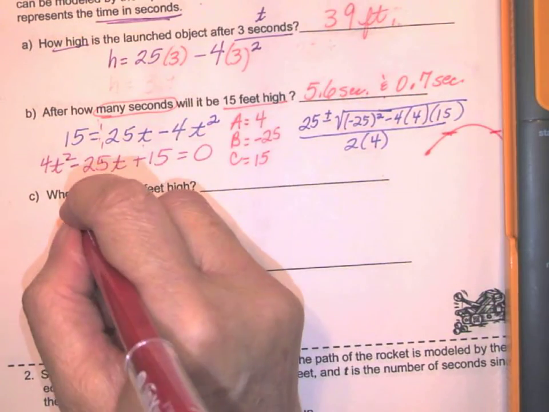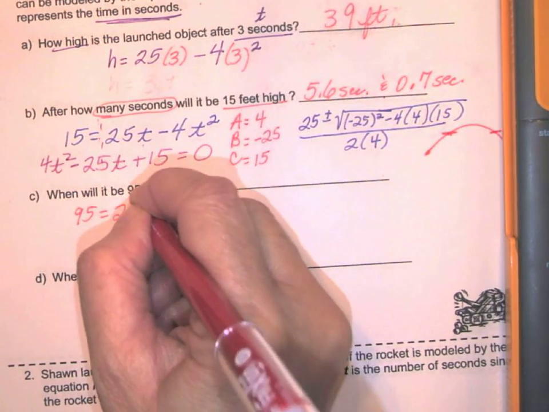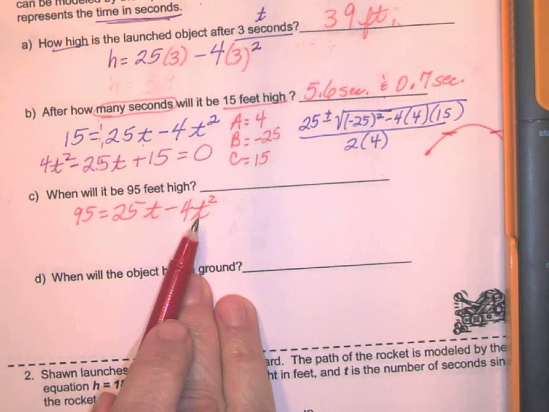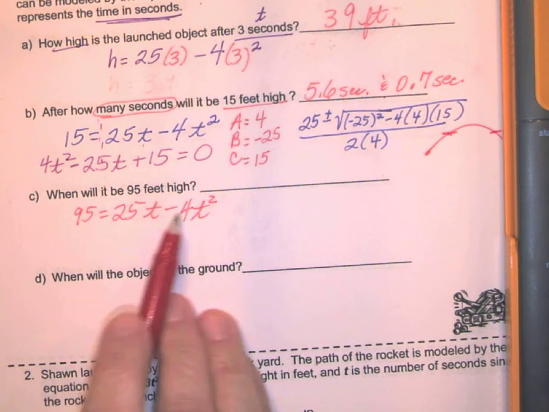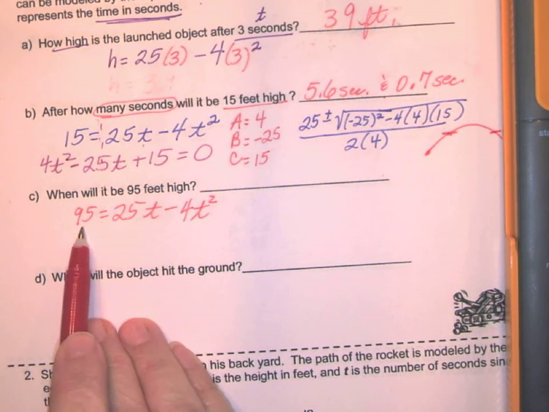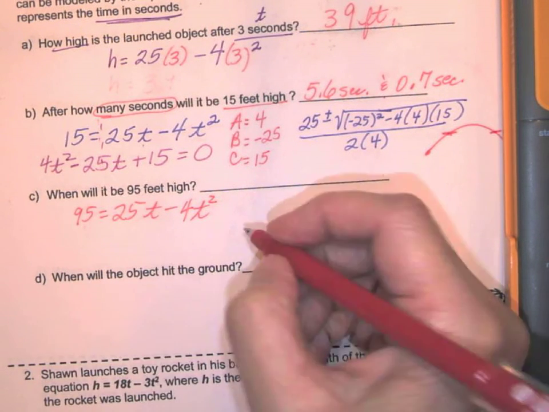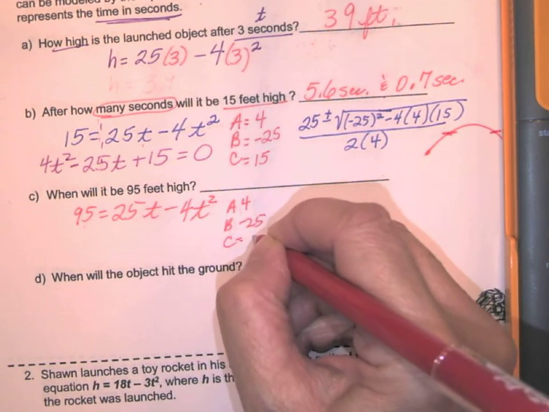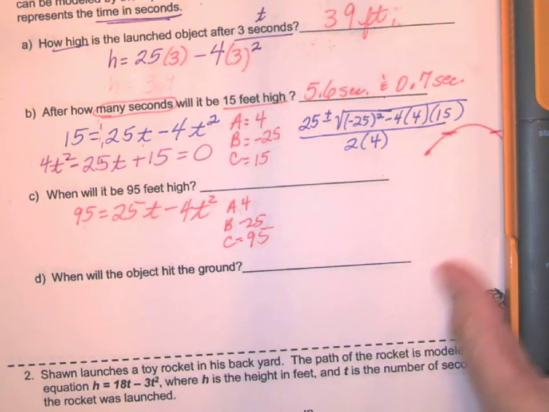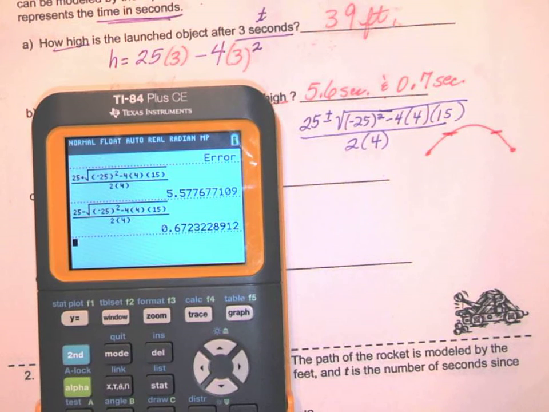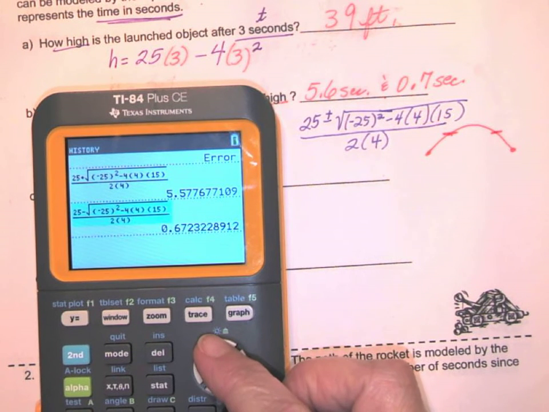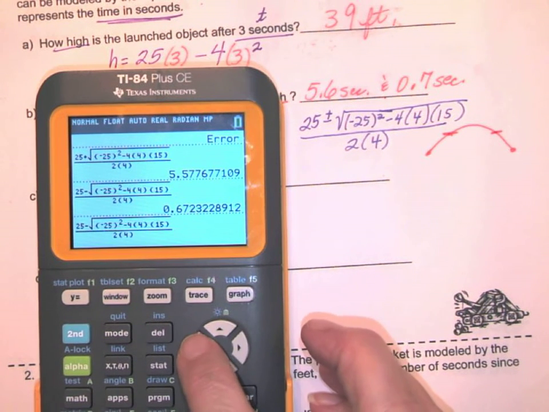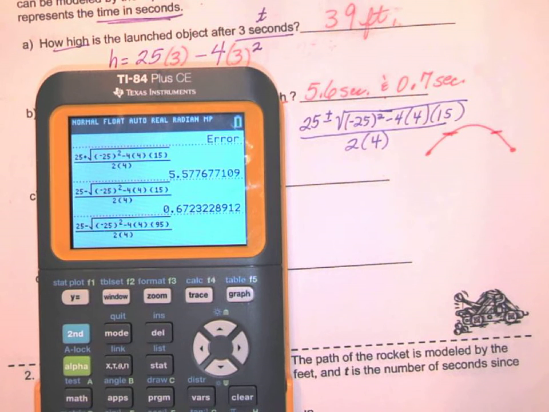Now on this one, 95 feet high, I hope you can see with me to save some time, that if I solve this by quadratic formula, the only thing that is changing is the 15 is changing to a 95. So my A is 4, my B is negative 25, my C is 95 instead of 15. Therefore, I don't have to type the whole thing in again. Go up here, highlight, enter, left arrow, and change your 15 to a 95.